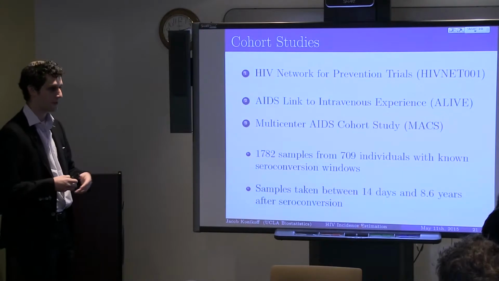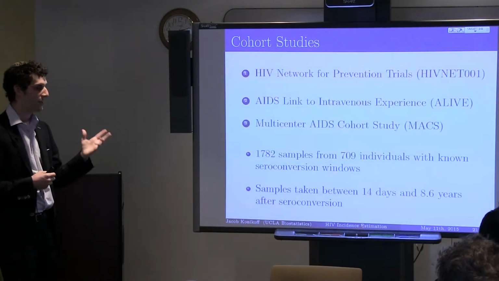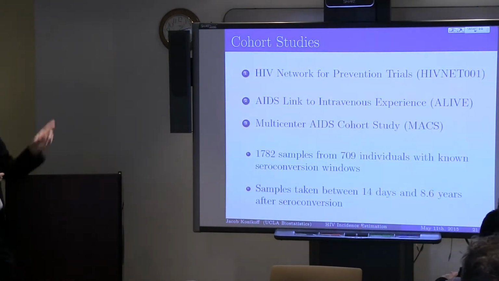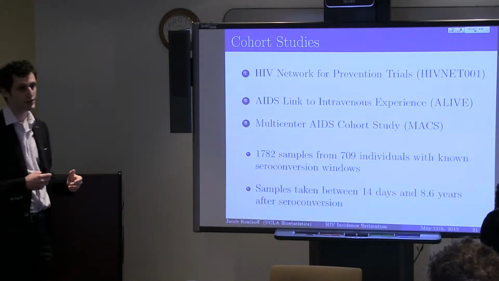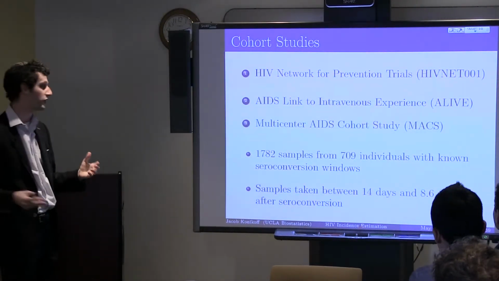The samples we have came from 3 different trials in the United States: the HIV Network for Prevention Trials, HIVNET 001, which was a vaccine preparedness cohort study. So they were looking to see, could we conduct a vaccine trial here? We want to know what the underlying incidence is.